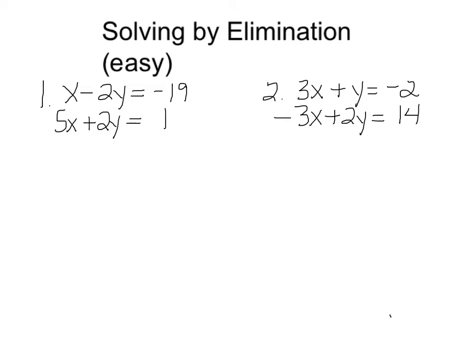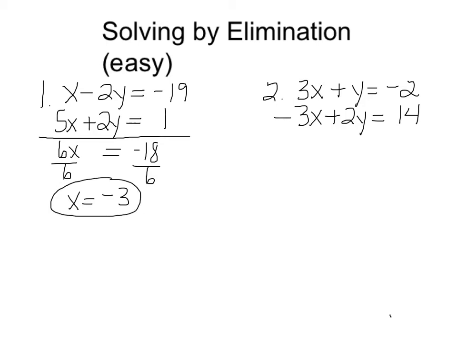If I add together a positive x and a positive 5x, I would get a positive 6x. That doesn't eliminate. If I add together a negative 2y and a positive 2y, that would give me 0, and so the y's would be eliminated. So that's exactly what I want to do. Let's add these two equations together. Positive x and positive 5x gives positive 6x. A negative 2y and a positive 2y give nothing, so don't write anything. A negative 19 and a 1 give a negative 18. This is now a one-step equation. So divide both sides by 6, and I would get x equals negative 3.